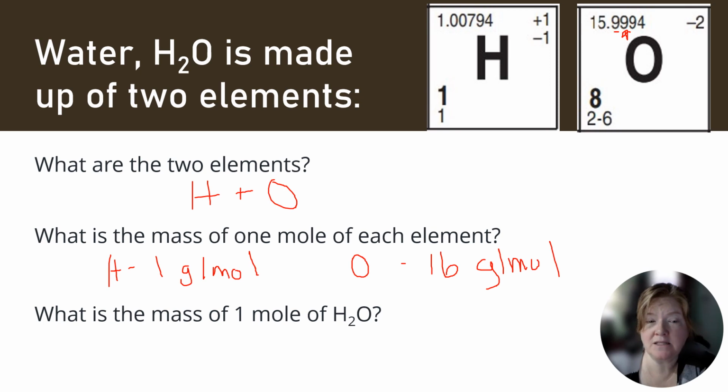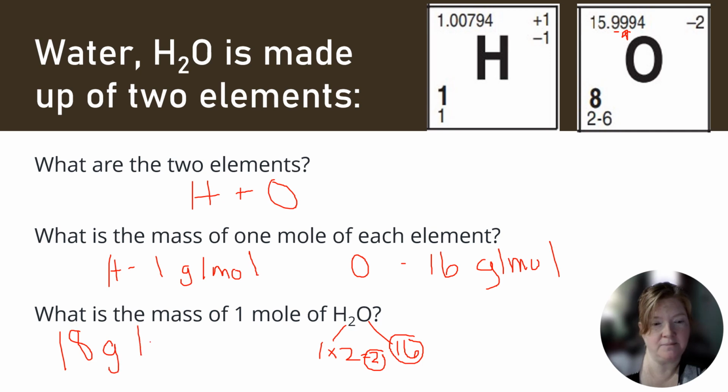So what is the mass of 1 mole of H2O? Well, I have 1 oxygen, that's 16. Each hydrogen is 1, but I have to multiply by 2, right? And then this is the mass of the hydrogen part. This is the mass of the oxygen part. Add them up, and I get 18 grams per mole. Okay, hopefully it's making sense.